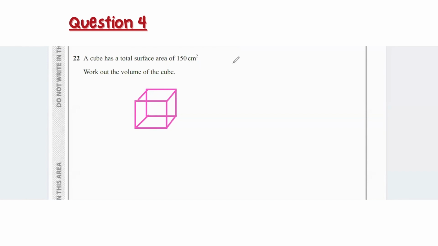Faces of a cube are basically squares. That means all these lengths are equal because a square has all equal sides. They said the surface area is 150 centimeters squared for the cube. Now, as you can see, a cube has 6 sides: 1, 2, 3, 4, 5, 6 faces. So since the cube has 6 faces, it's going to be 6 times x squared.